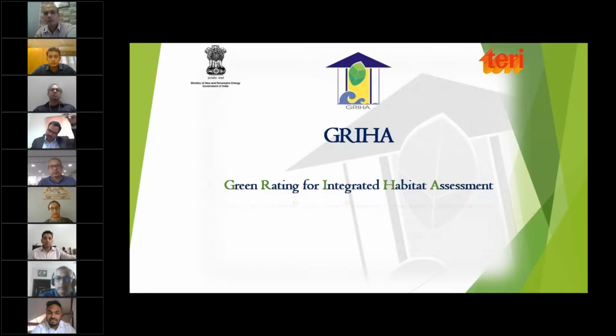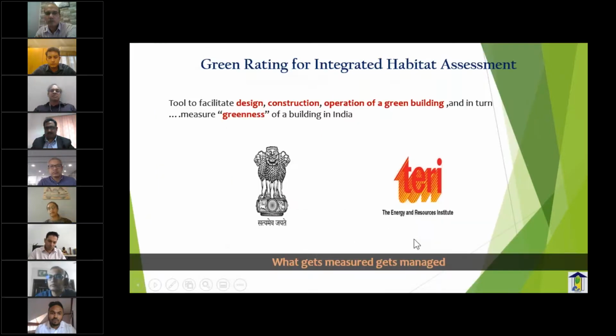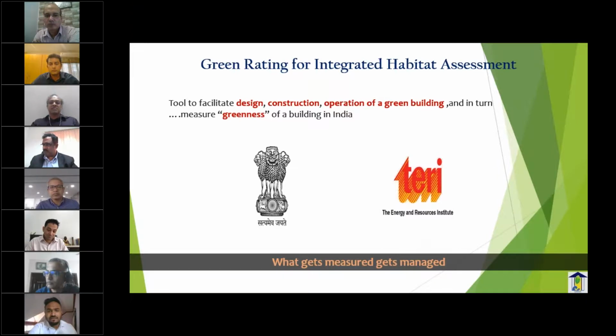So Griha basically stands for Green Rating for Integrated Habitat Assessment. It is essentially a rating system, a tool which facilitates the design, the construction, and operation of a green building, and in turn measures how sustainable or green your building is. This rating body was adopted by the Ministry of New and Renewable Energy back in the year 2007, and it was developed by the Energy and Resources Institute, that is TERI.